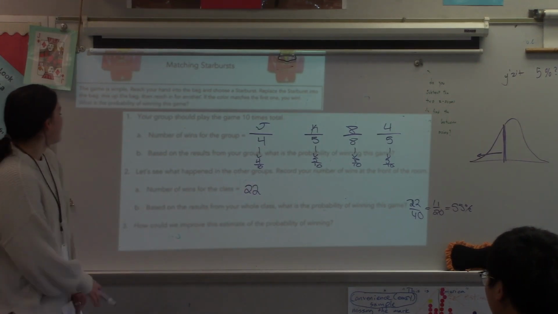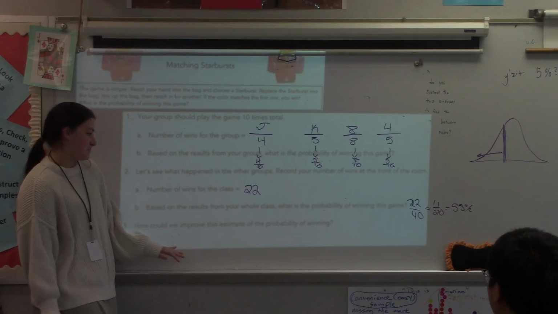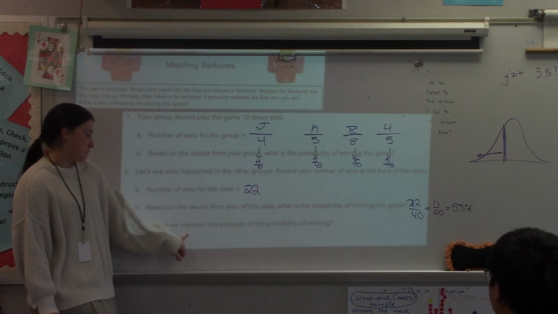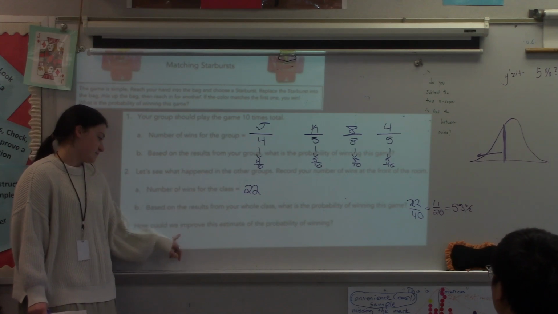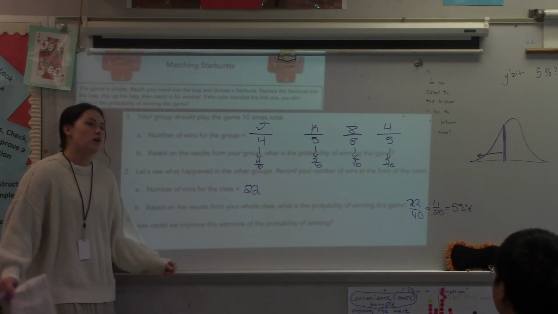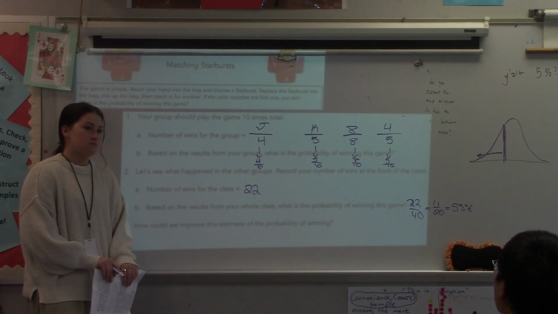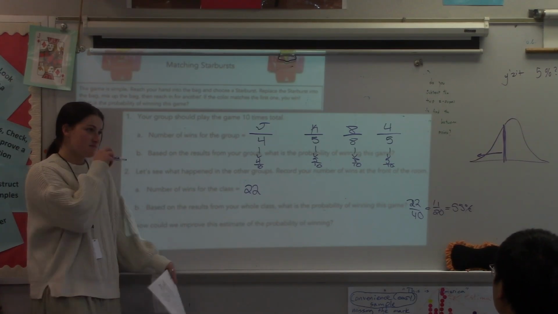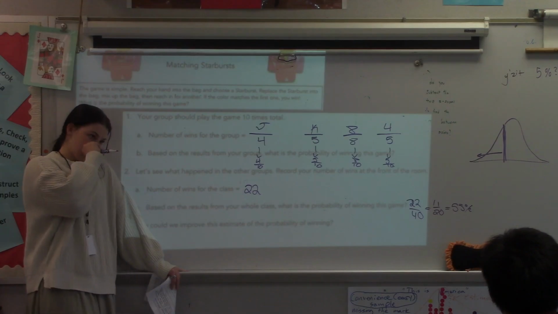How could we improve this estimate of the probability of winning? Having more repetition, more people. What's that called? Sample. Simulation. Repetition. There's a T word, it's more trials. There we go.